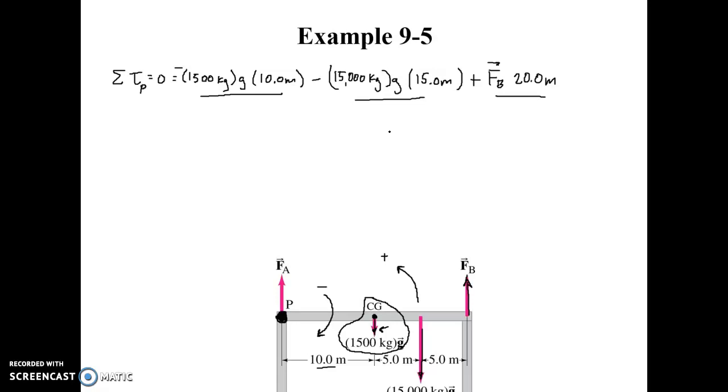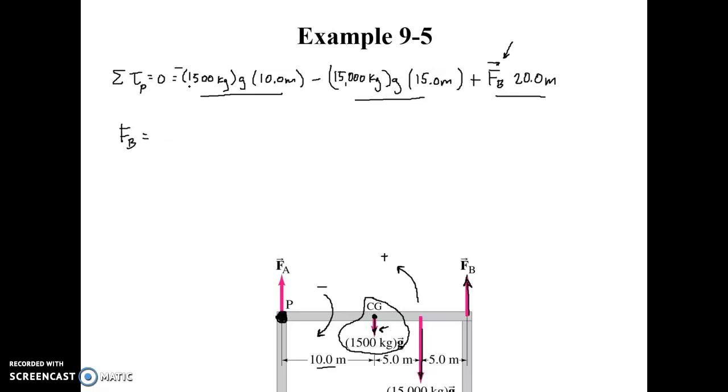So what are the unknowns here? Well, really just this one. That's really our only unknown force, Fb. So we can find Fb just by solving this one equation. So what is Fb equal to?